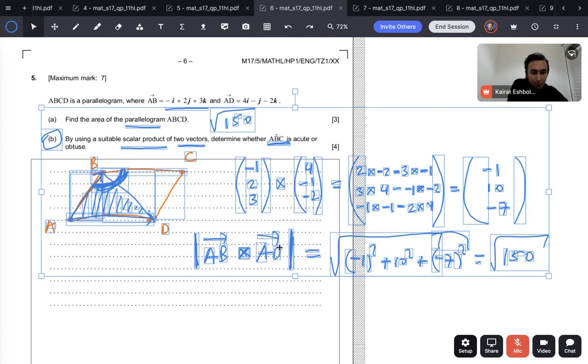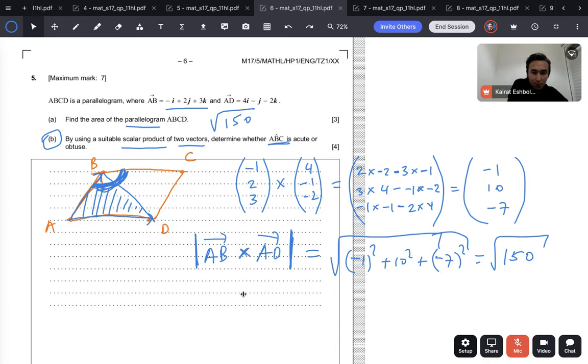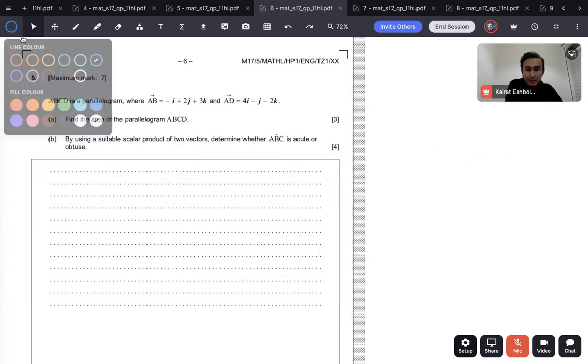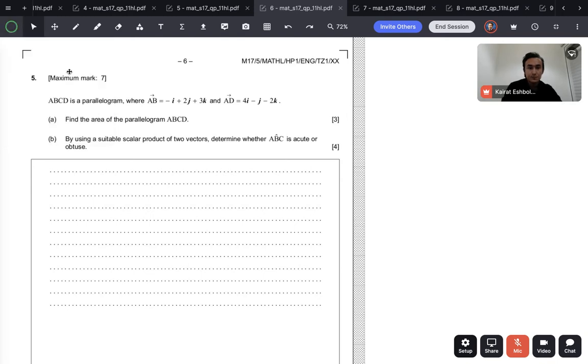Hold on, before erasing, maybe we can use some... Okay, root 50 was the answer, root 150. Now, part B. Let's just draw the diagram like this.